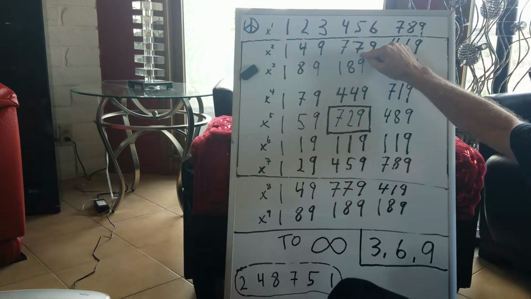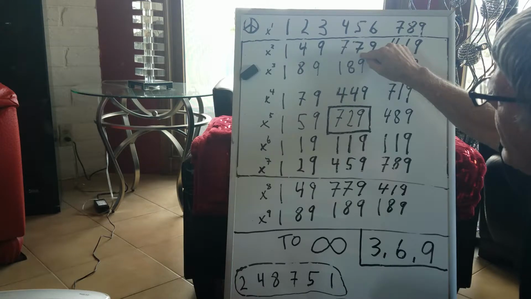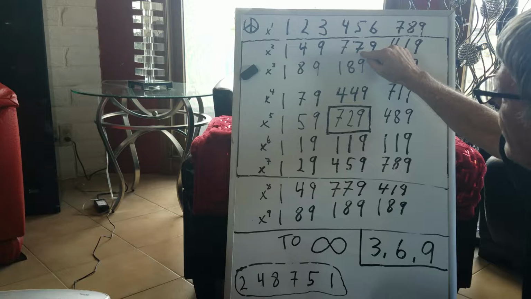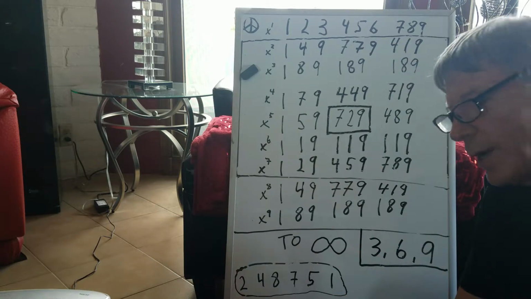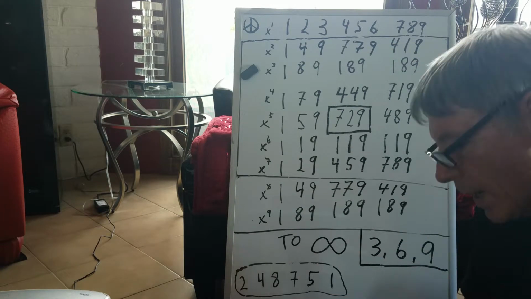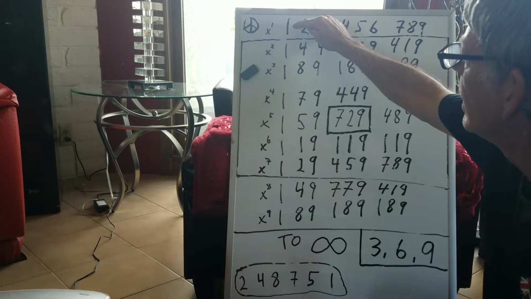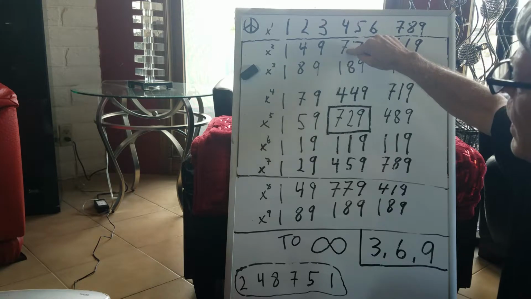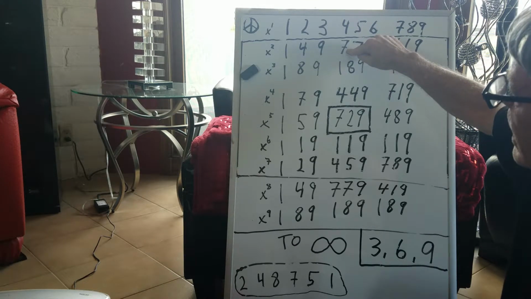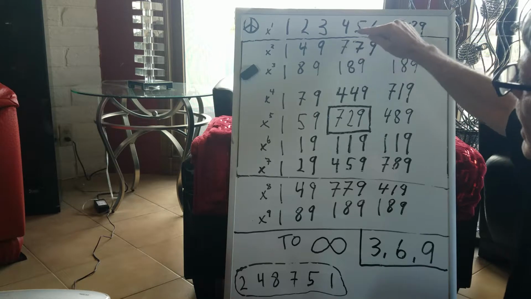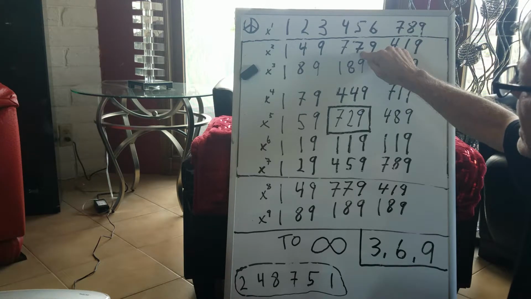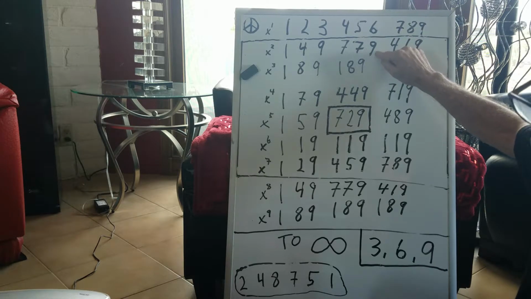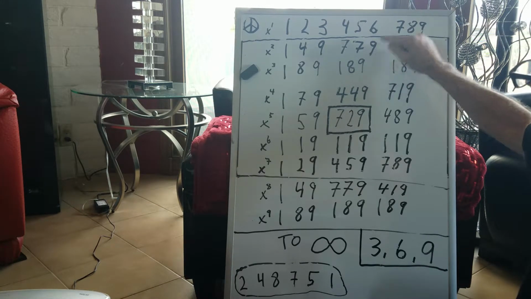17 squared is 289, right? 2 and 8 is 10 and 9. No, I'm doing something wrong. You see, so now I know. So I was up to 10, 11, 12, 13 squared. 13 times 13 is 169. We'll get that. 14 squared is 196. 1 and 9 and 6 is 16. 15 squared is 225. 2, 2 and 5.